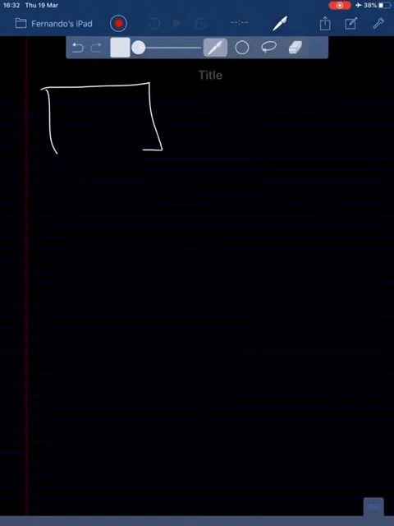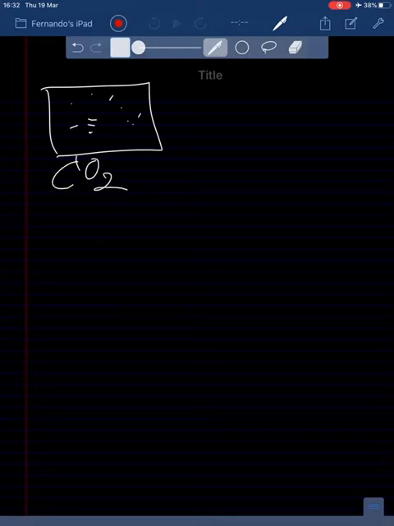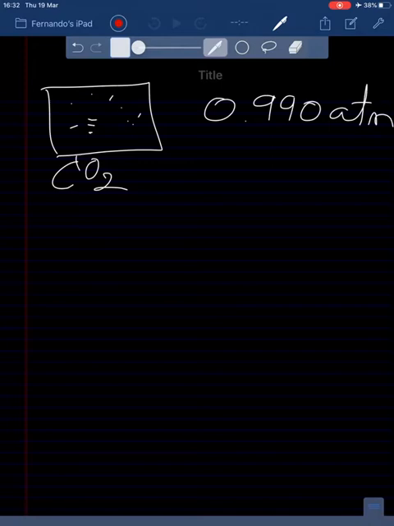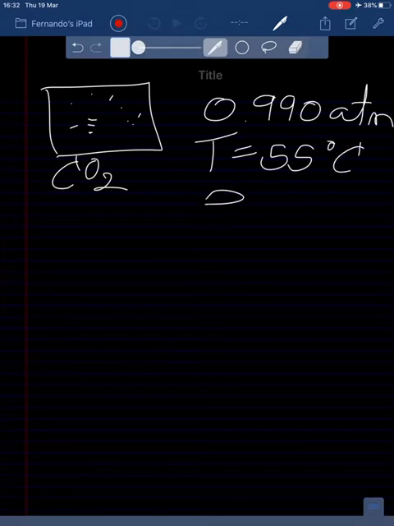So I have my magic box, 3D and 2D, and I'm going to put a lot of gas there. Which gas am I going to use? CO2. Okay, I have 0.990 atmospheres of pressure inside of this container. The temperature is only 55 Celsius, so it's not that hot. And the question is, what is going to be the density of this gas? How can I solve it? It's actually pretty simple, because we have everything to solve this problem now.